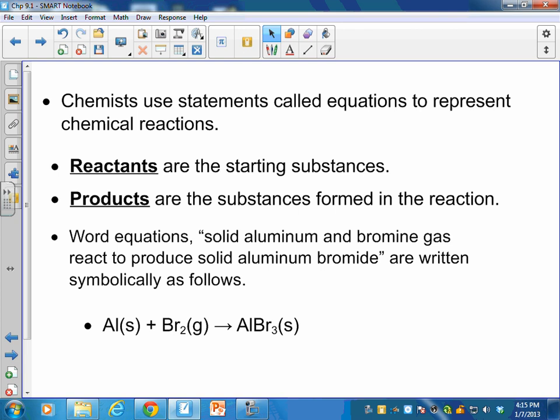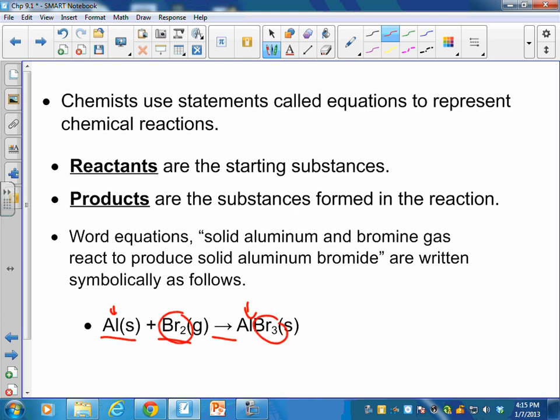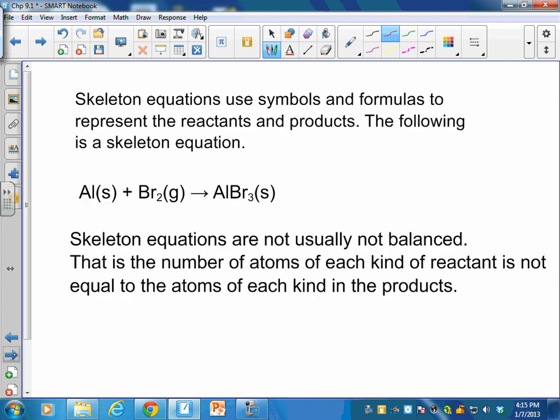You have the aluminum, solid aluminum, just by itself. The bromine is Br2 because bromine is a diatomic molecule. And the arrow symbol means it reacts, it forms aluminum bromide. Now this is just a skeleton equation. It's not balanced. The atoms on one side are not equal to the atoms on the other side. We have one aluminum, aluminum and aluminum are good. But the bromines, right? There are two bromines here, Br2, and three here in AlBr3. Not balanced, okay? So we're going to show you how to balance these equations on the next one.